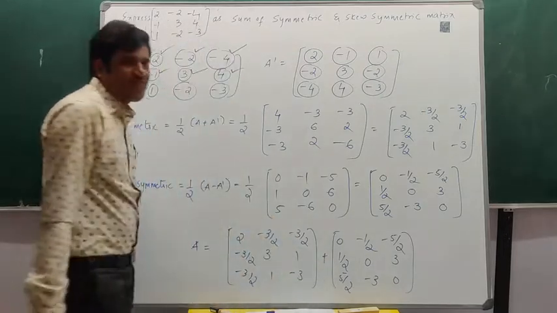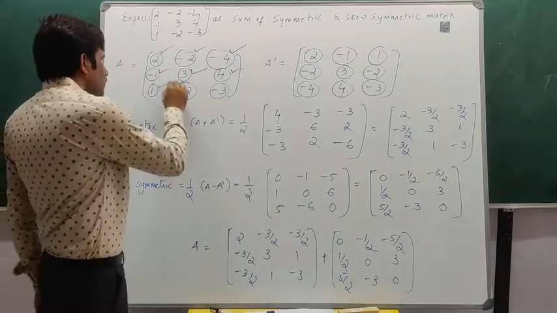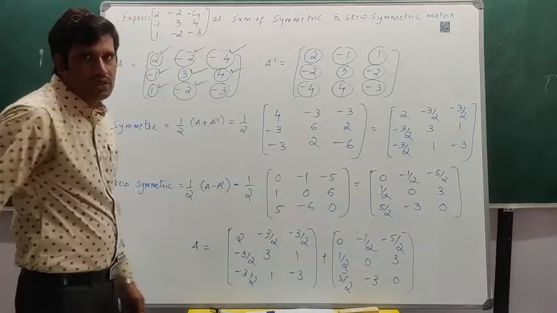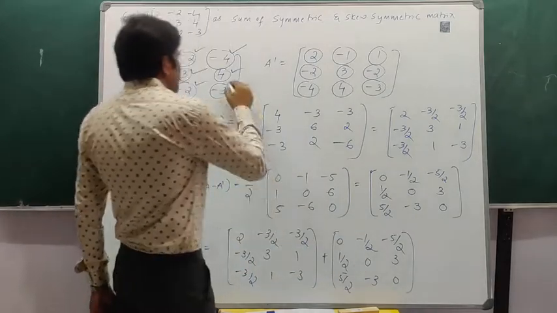Minus 3 by 2 plus 5 by 2, so that is 2 by 2. What is 2 by 2? 1. So 1 minus 3, what is 1 minus 3? Minus 2. So minus 3 plus 0, that is minus 3.